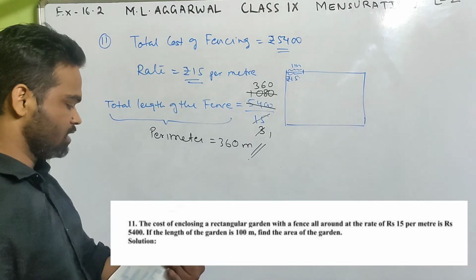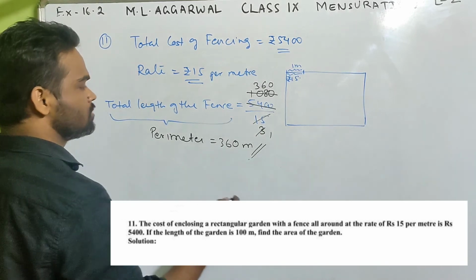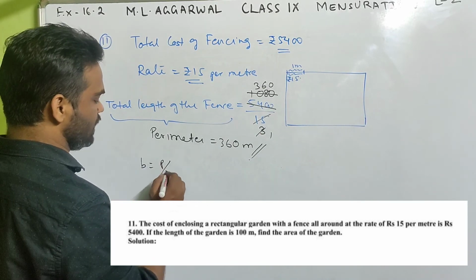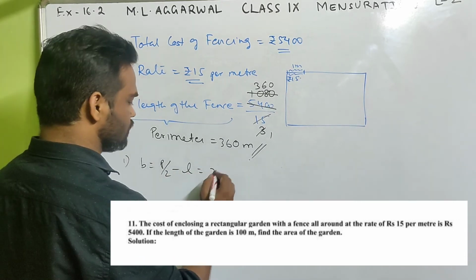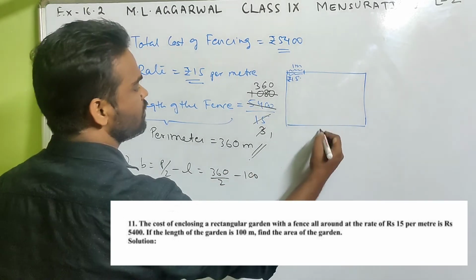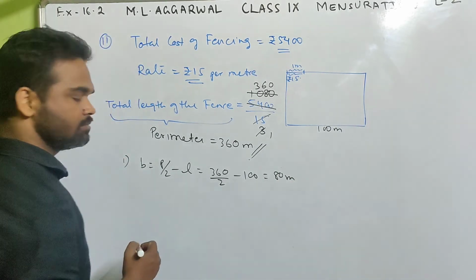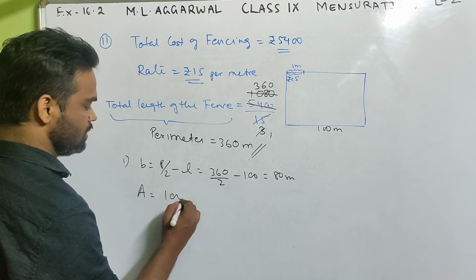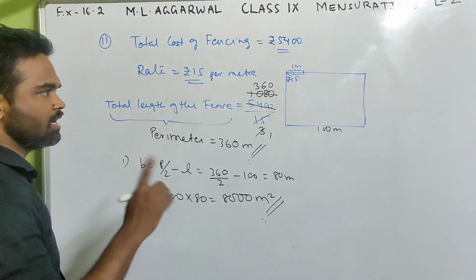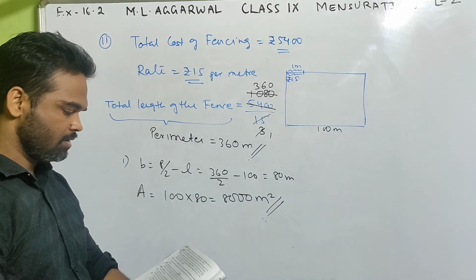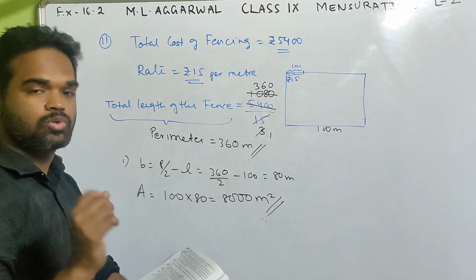Done. What they have asked: if the length of the garden is 100 meter, find the area of the garden. So you have the perimeter. So what will be the breadth? Breadth will be P by 2 minus L. Simple, we did it in class 4 or 5. So that's 360 by 2 minus 100. They've given the length is 100 meter. So that's 80 meter. So what will be the area? Length into breadth, that's 8000 meter square. That is the area of this field or garden rather. Done? Sure.